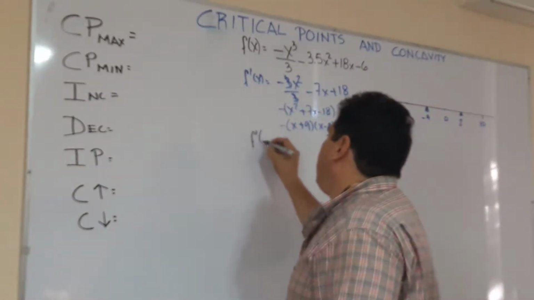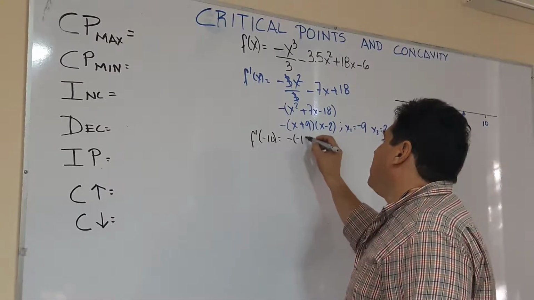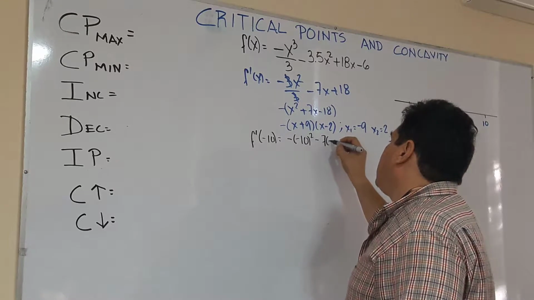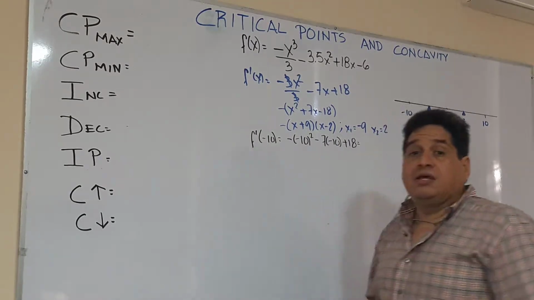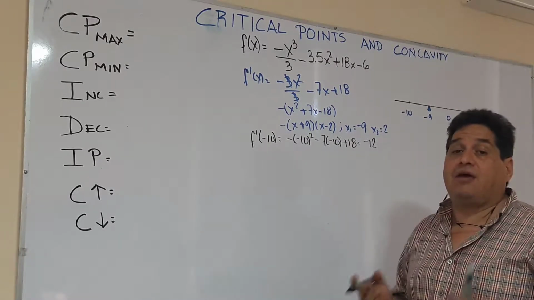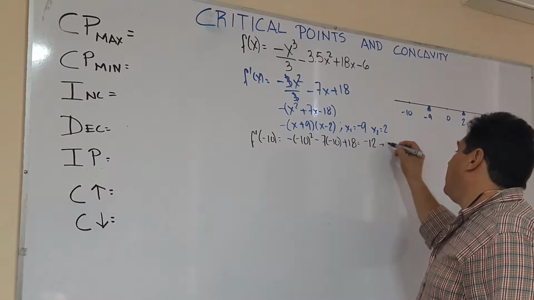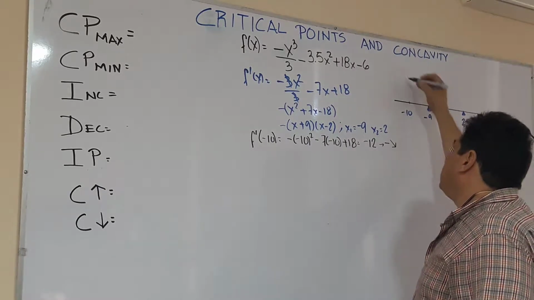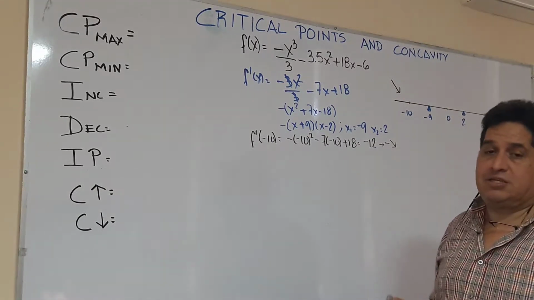So I'm going to go f prime of minus 10 is going to be equal to minus 10 squared minus 7 times minus 10 plus 18. Okay? And that comes out to be minus 12. Once again, I care about the sign. Since it's going to be a negative, I'm going to go down. So I'm going to draw an arrow going down at minus 10.